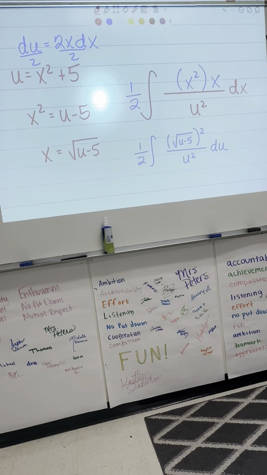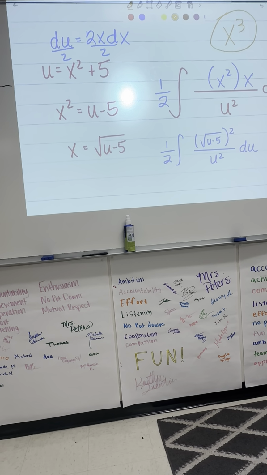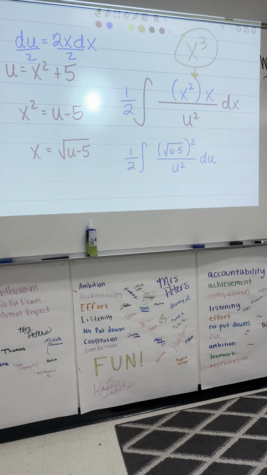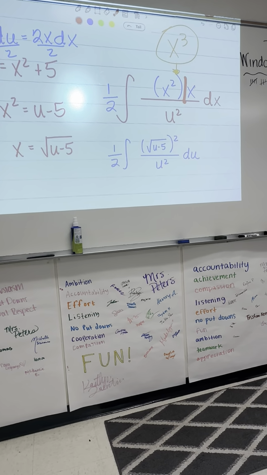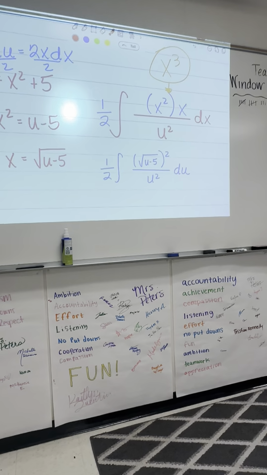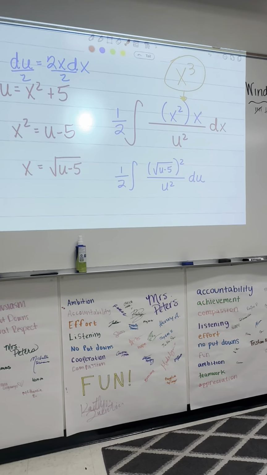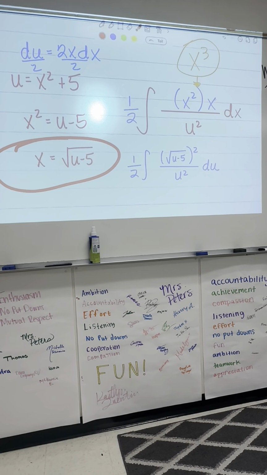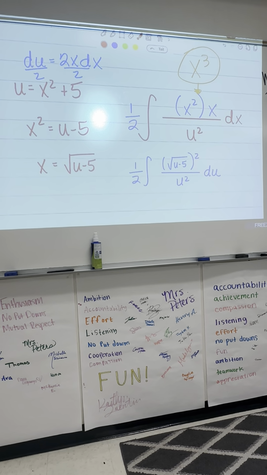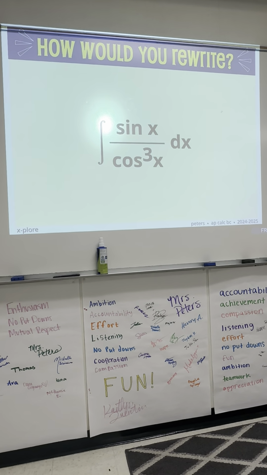But what I wanted to make sure everybody understood was where I changed the x cubed that was in the denominator into this, and that this part of it went with the du. But then I still had this little x squared hanging out here. So that's why I subbed in that for that. All right, let's look at another one. I don't think the next one's that bad, but we'll see.